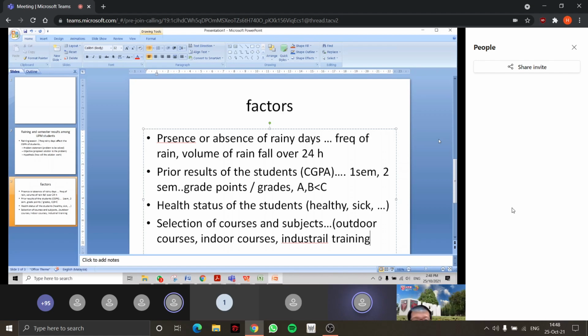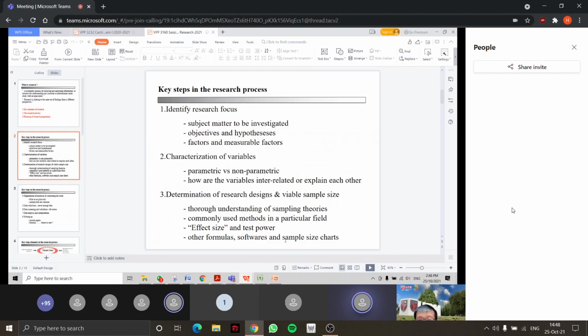Or maybe selection of courses and subjects itself. Or outdoor courses. How do you classify outdoor courses? How do you classify indoor courses? Do all courses that have at least 1 hour of outdoor engagement count as outdoor courses, or what? So these are the kinds of criteria that you have to define. So this is actually where you start to characterize a variable, which is the second step here. This is something important.